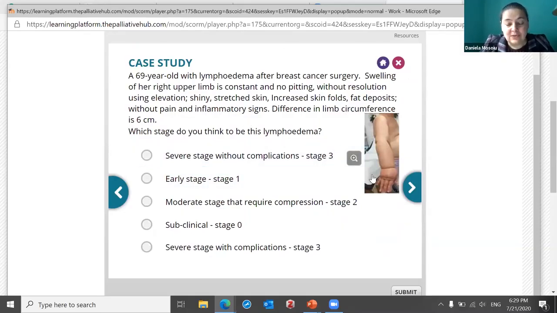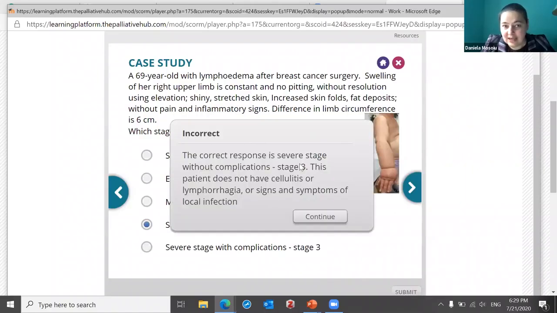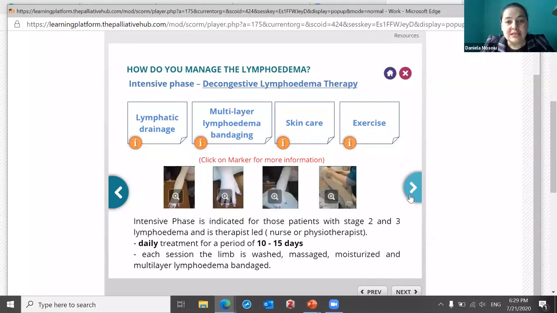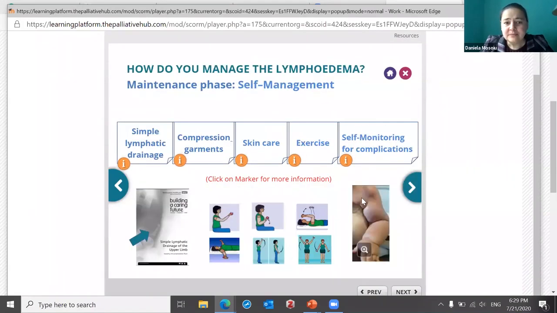In this case study, you try to apply your knowledge, similar to the practice. You have the case, you have the image, and then you have to respond. I'll just choose again randomly. And when you submit, you would have again the correct answer. So I didn't choose right. For the management, again, you have explanations of what each of these techniques mean. You can download, or you have references here, some exercises.